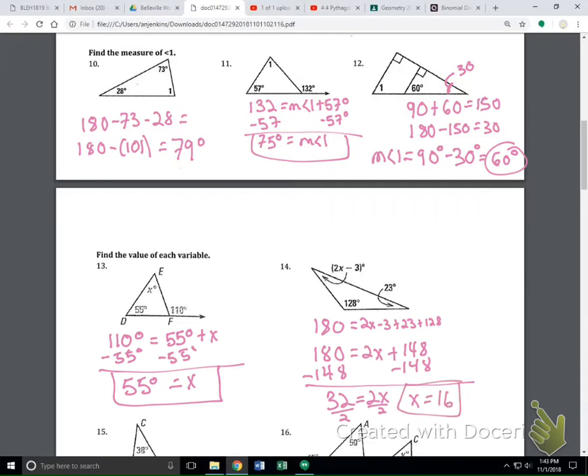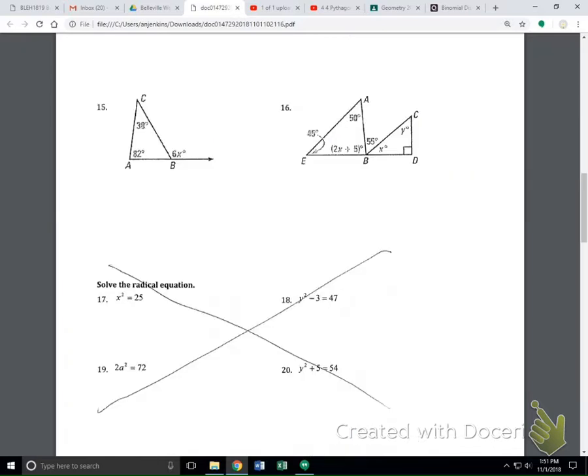Do we have any questions so far? Okay, so we want to find the value of x for this question. The 6x is an exterior angle. So we have the exterior angle of 6x, and it equals the sum of the two non-adjacent interior angles. So that's going to be 38 plus 82. We get 6x equals, what value do we get when we add those two together? 120. 120 divided by 6. x equals 20.